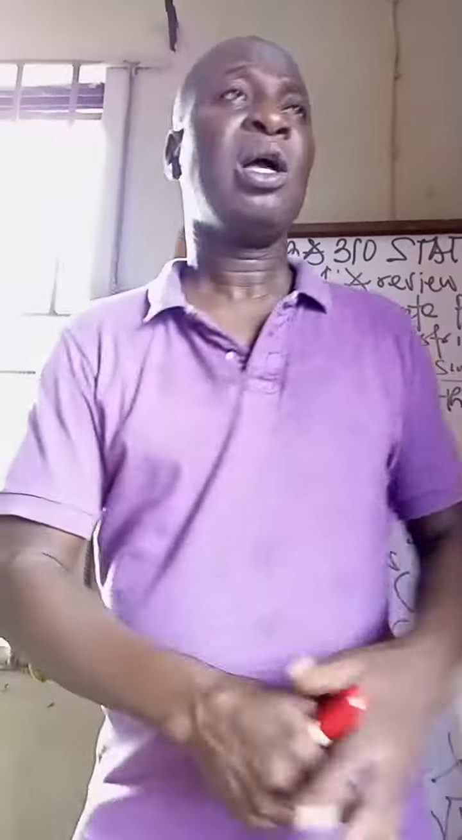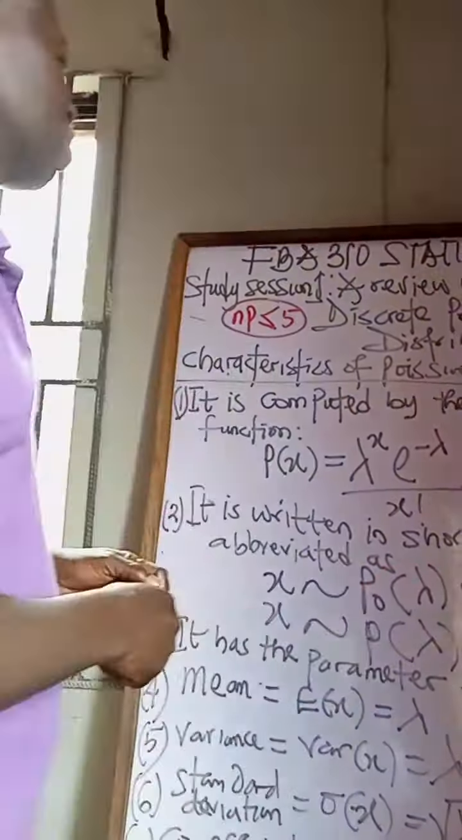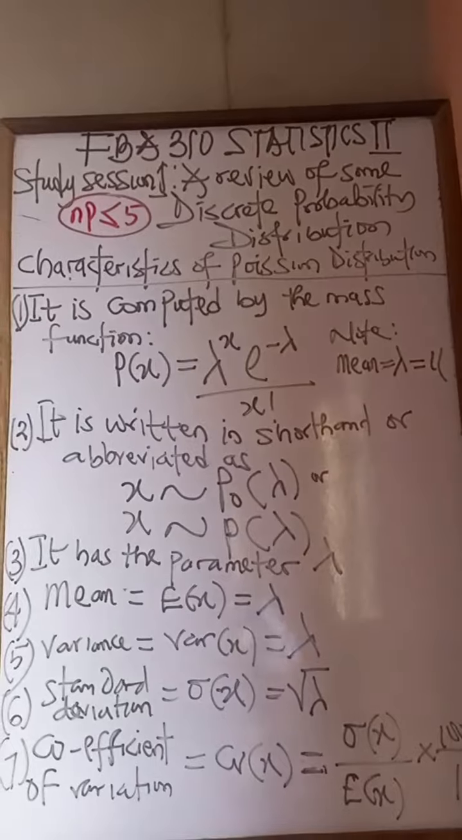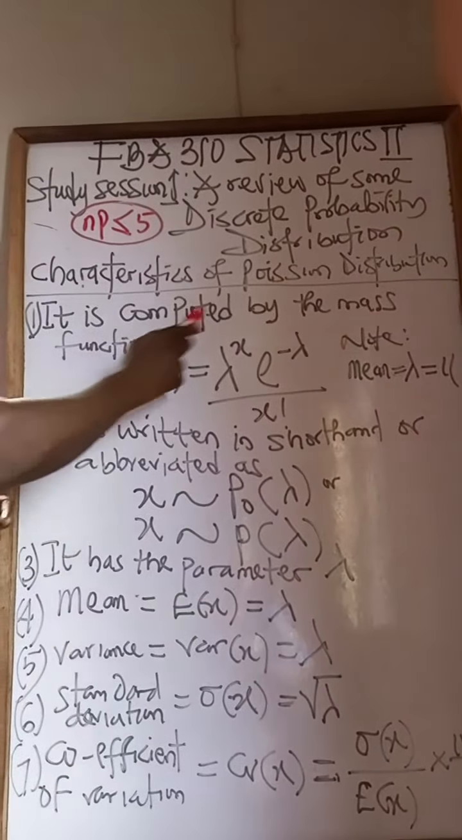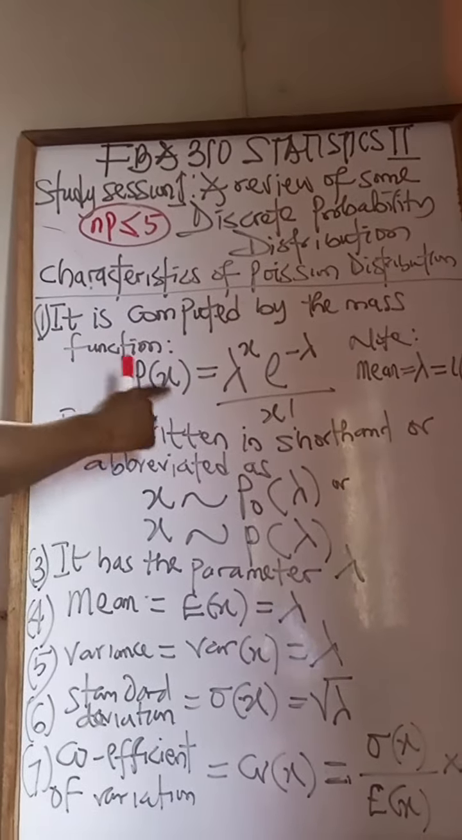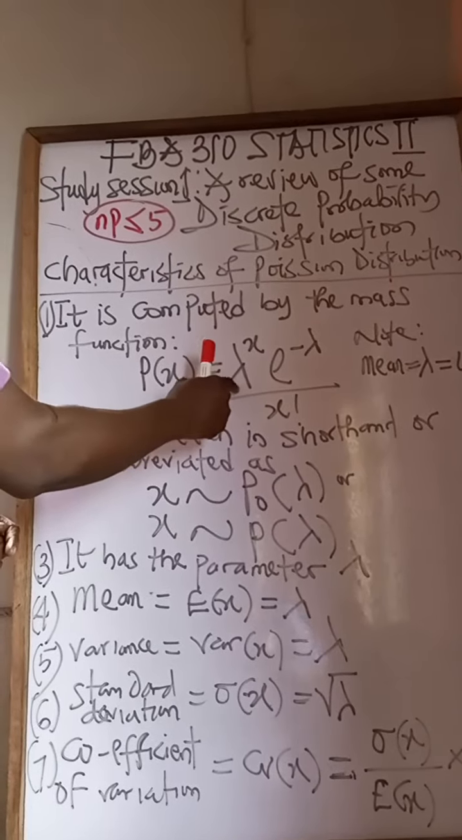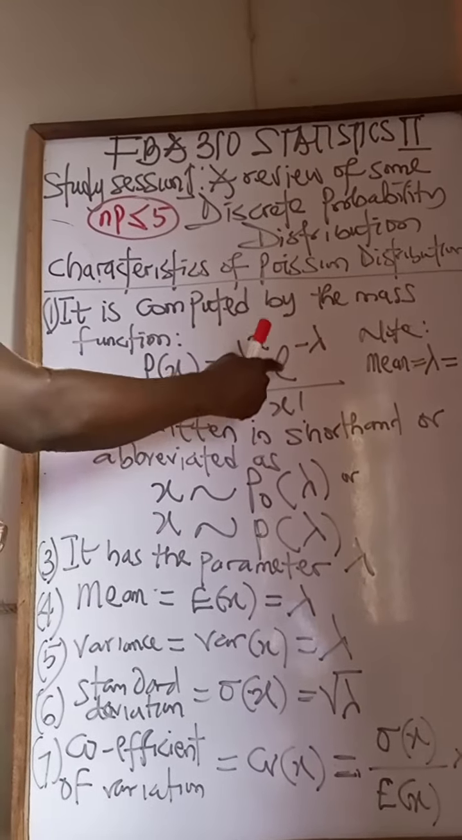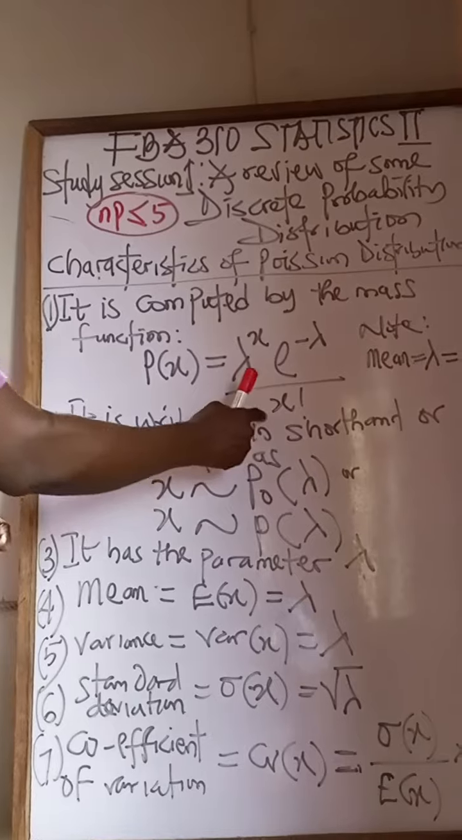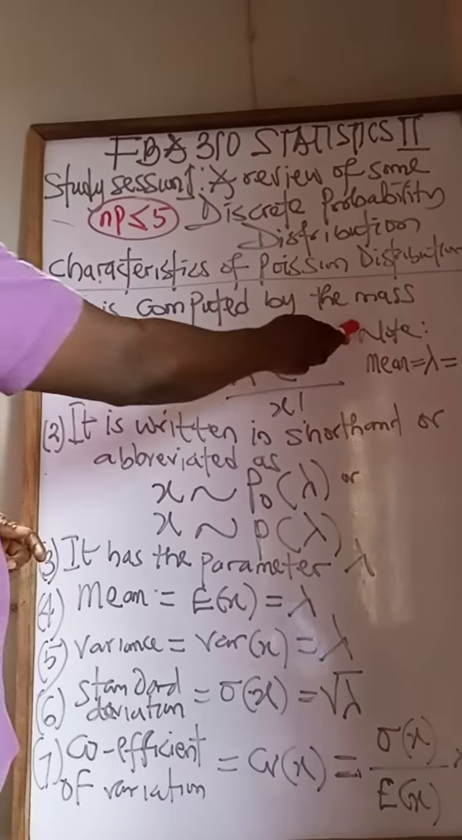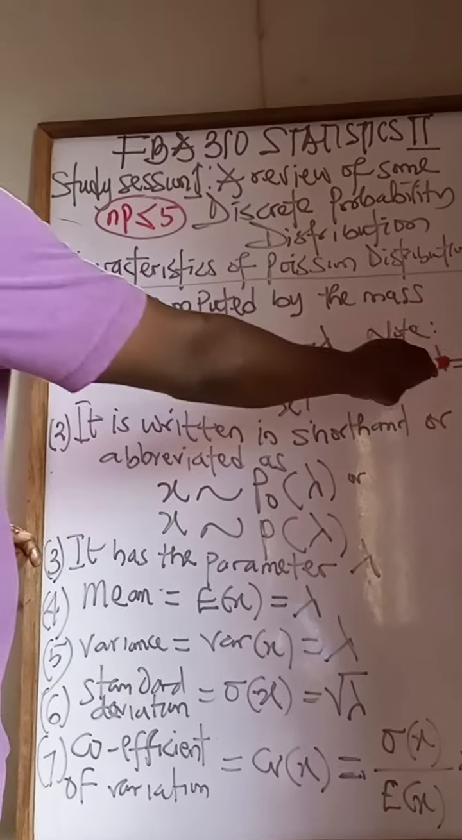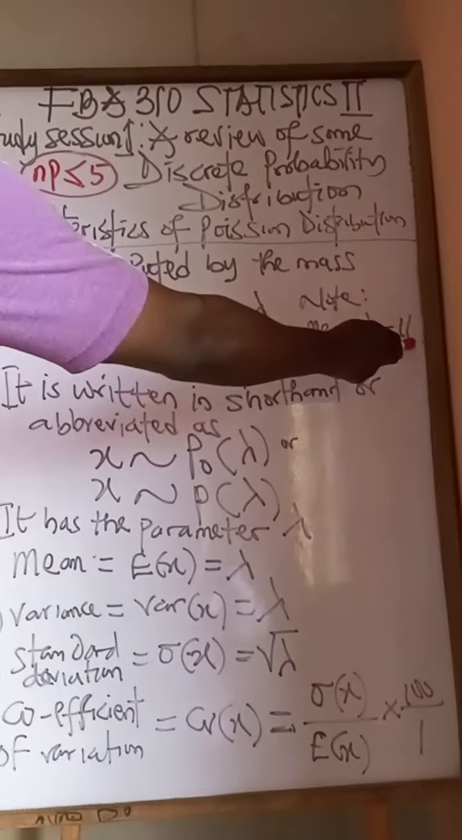Those are the examples. Before we continue, let's look at the characteristics of Poisson distribution. And these are the 7 characteristics. 1, it is computed by the mass function P of x equals lambda raised to power x, e raised to power minus lambda, all over x factorial. And note, the mean is called lambda.